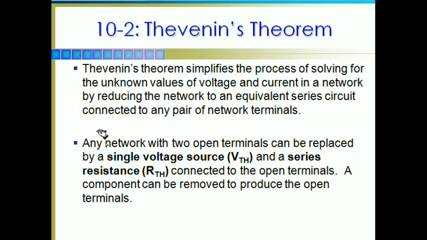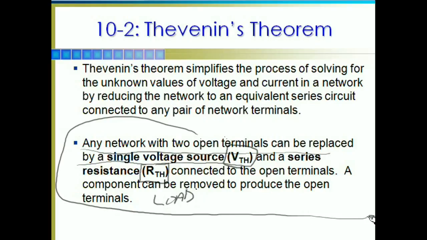So what it says is that any network with 2 open terminals can be replaced by a single voltage source, the Thevenin equivalent, and a series resistance, the Thevenin equivalent resistance, connected to the open terminals. A component can be removed, read load. You can remove the load from a loaded voltage divider and create your Thevenin equivalent circuit.